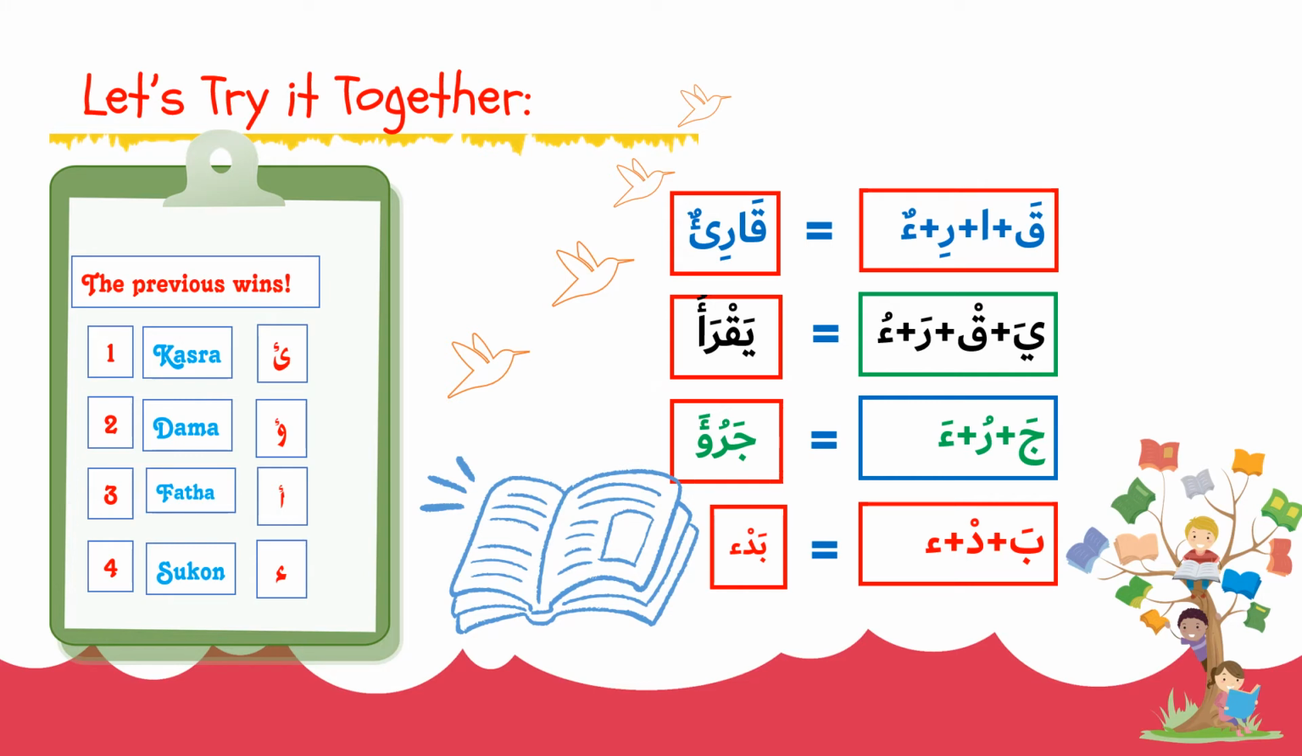Okay, so let me read the words for you. The first word is قارئ. The second, يقرأ. The third, جرؤ. The fourth and the last, bad. Okay, that's it. Easy. This is the rule. Do you believe it? It's easy and simple.